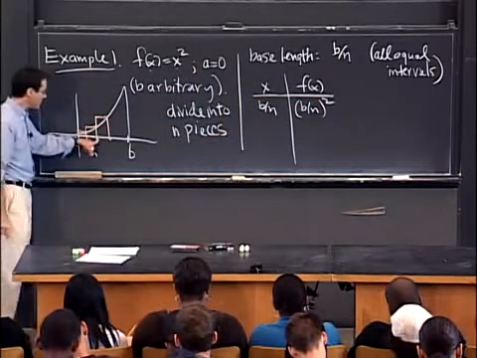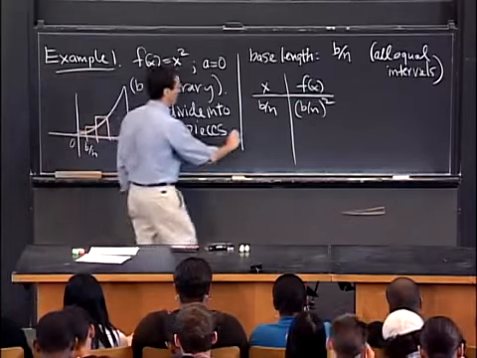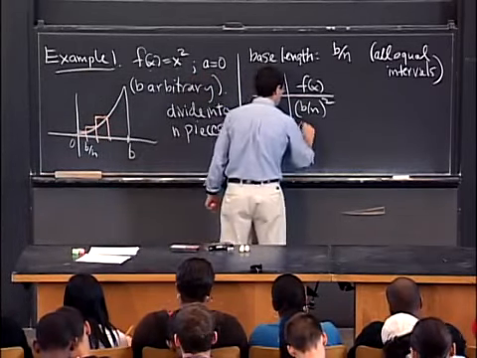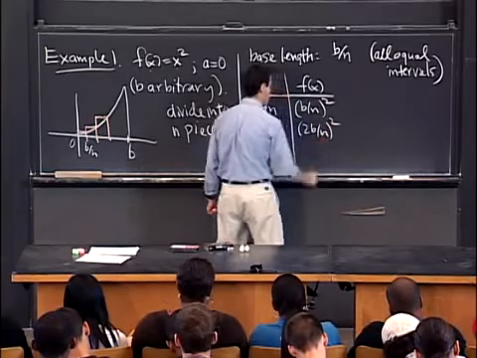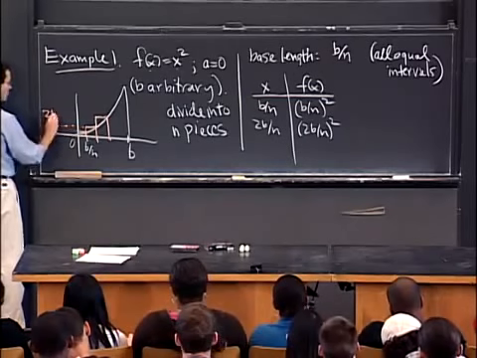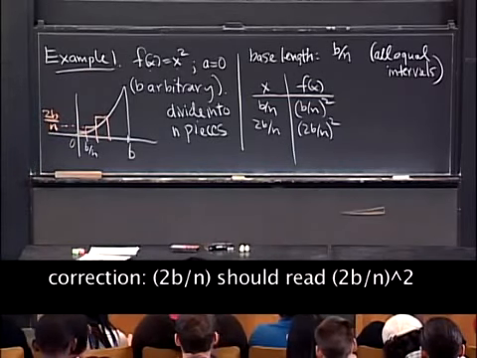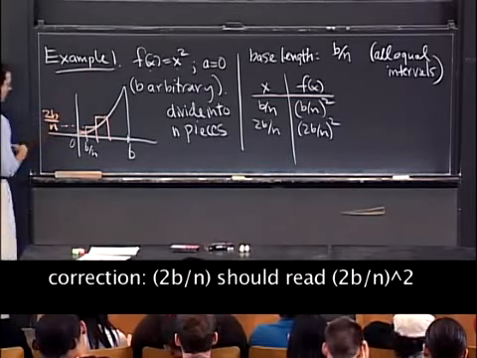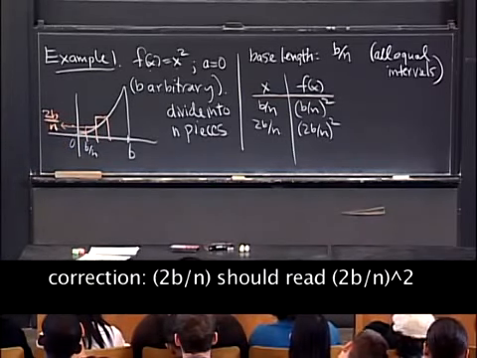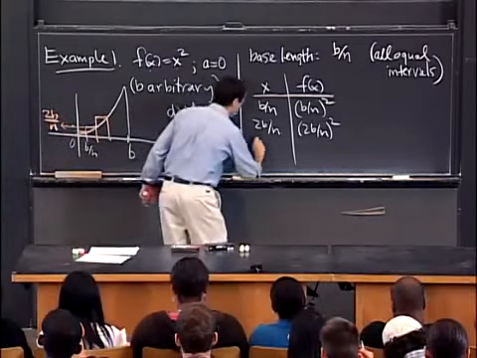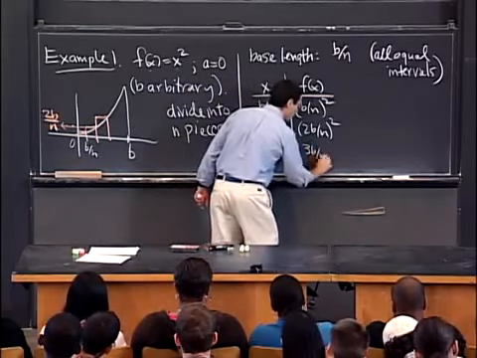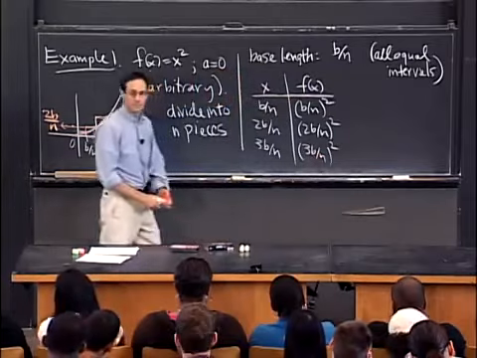And similarly, the next one is 2b over n. And the value here is 2b over n, the quantity squared. Right? That's this height here, 2b divided by n. That's the second rectangle. And I'll write down one more. 3b over n, that's the third one, and the height is 3b over n, the quantity squared. And so forth.